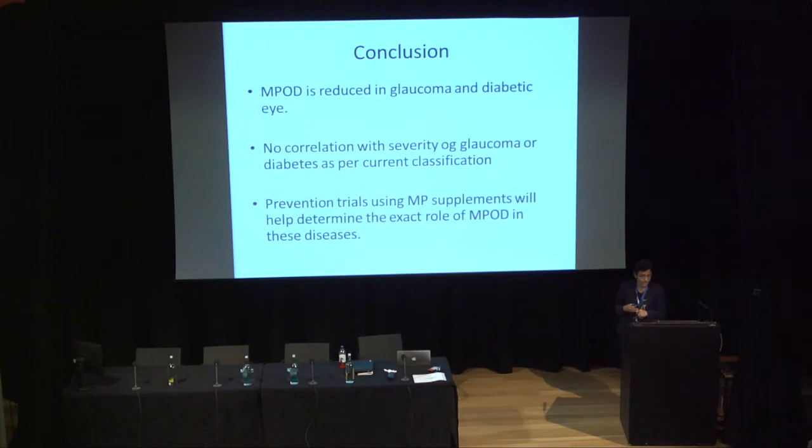So in conclusion, it's a relatively short talk compared to John's, just because I do not have much literature on this topic. All I can say at present is macular pigments are depleted in glaucoma and diabetes. In glaucoma, there is no correlation with the severity, but in diabetes, I think we will get more data very shortly. In our study, we are not focusing on glaucoma. The prevention trial using macular pigment supplements will help us determine the exact role of macular pigments in these diseases. It's really new, but I think it will be an exciting topic for whoever wants to do research in this area, because it's going to tell us more about these diseases than we ever knew.